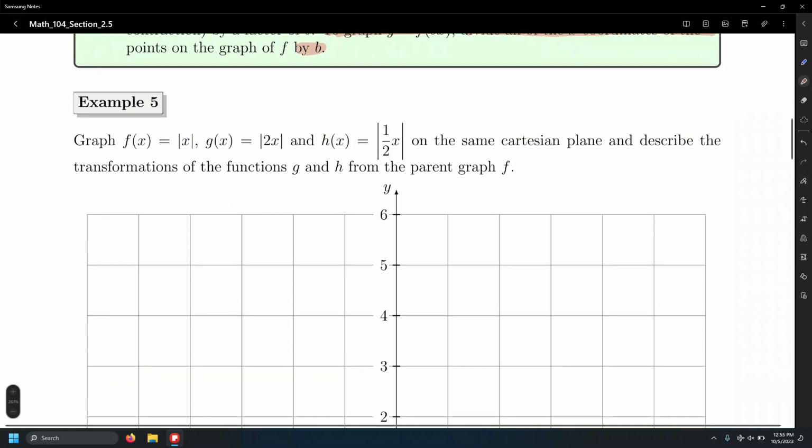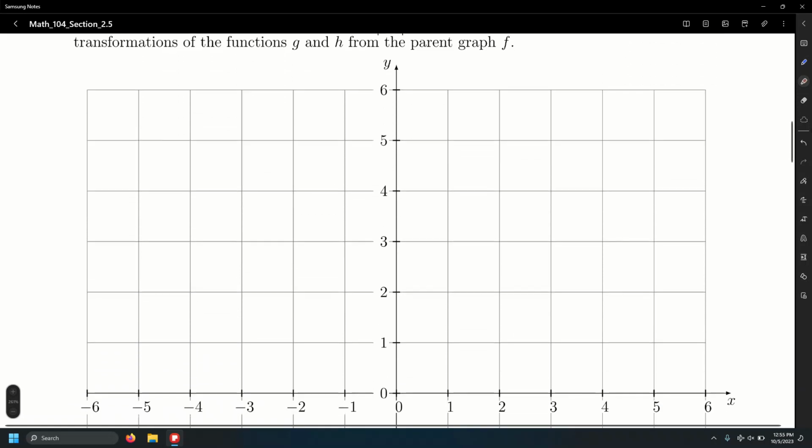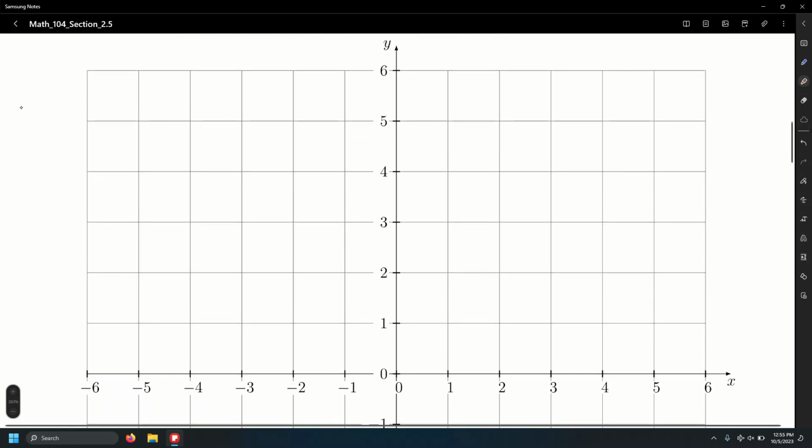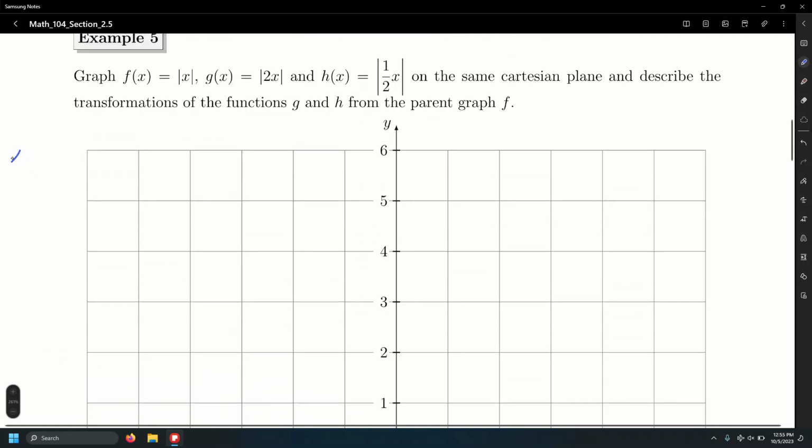Actually, let me do it. Let me create a table for the function absolute value of x, and I'm going to do it on the side. For x, and y will be the absolute value of x. So y equals the absolute value of x.